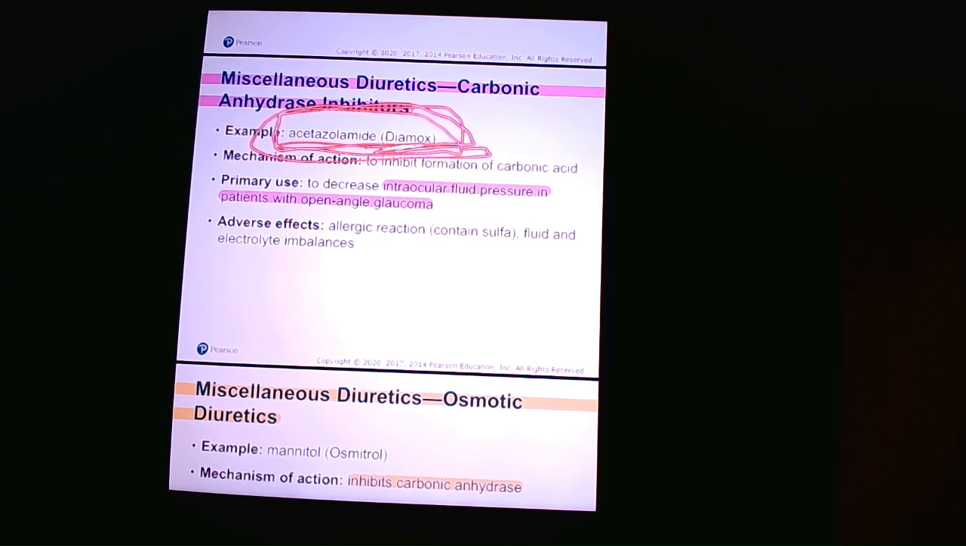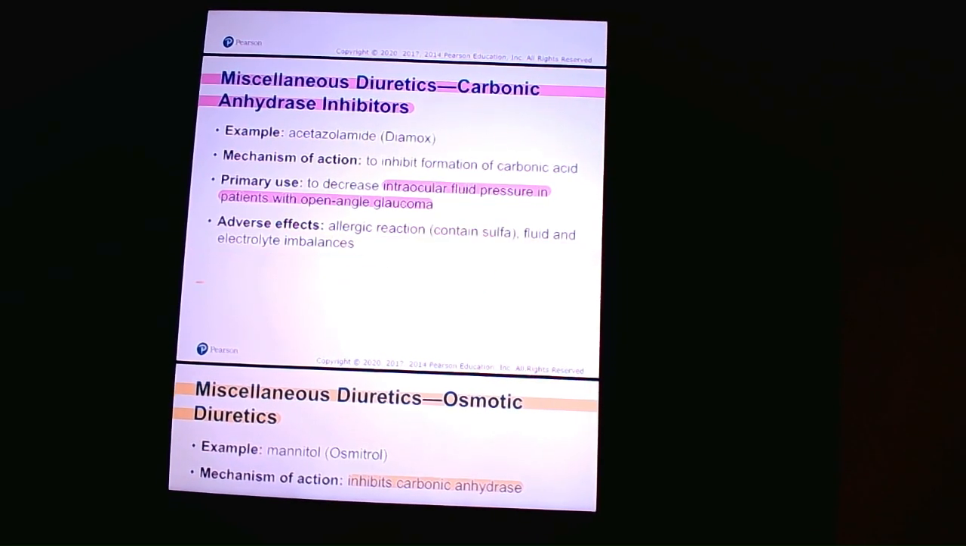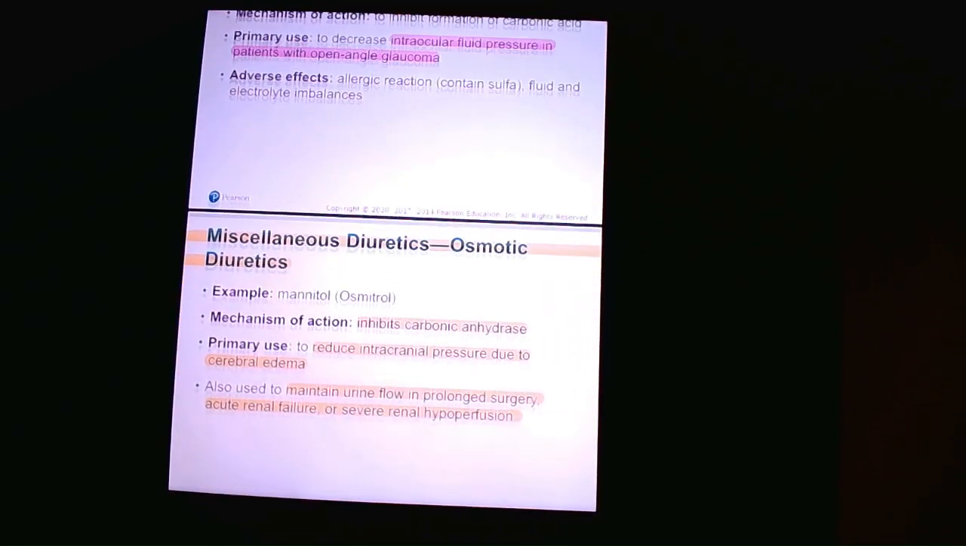Diamond in the eyes, we'll say. They help with high levels of pressure for people with open angle glaucoma. Adverse effects: watch out with sulfa. Hey, look at that, all the other diuretics are sulfa based, and fluid and electrolyte imbalances. That's so simple. We can picture a diamond, this acetazolamide, a diamond in the eyes, and it helps us remember that it helps reduce the pressure in the eyes because of glaucoma. So that's our carbonic anhydrase inhibitor.